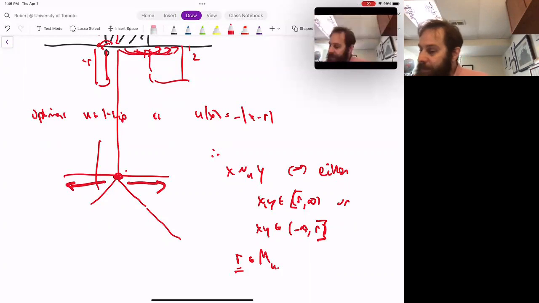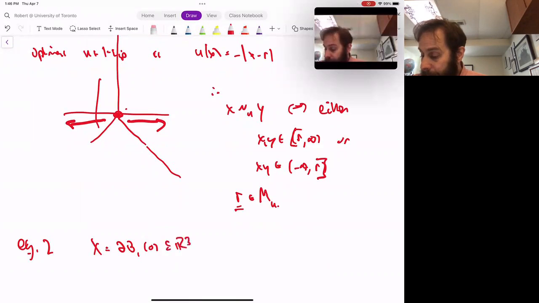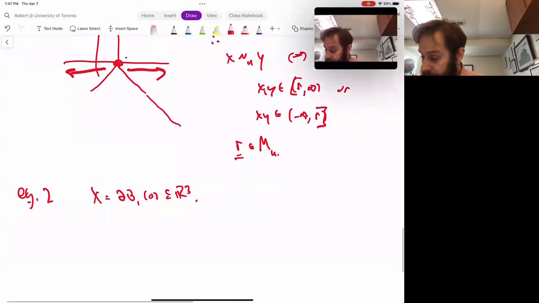And another example, which is maybe nice to keep in mind, is to take capital X to be the boundary of the unit ball in R3, let's say, with the round metric.